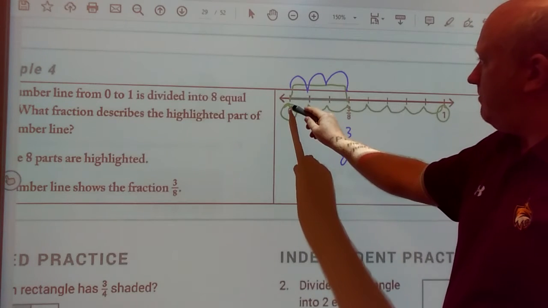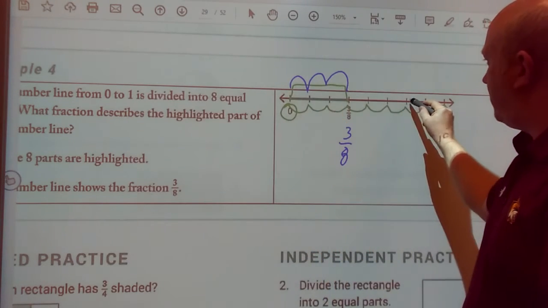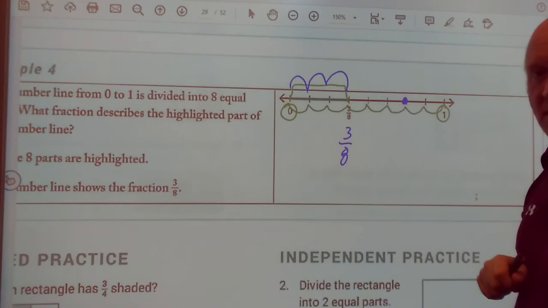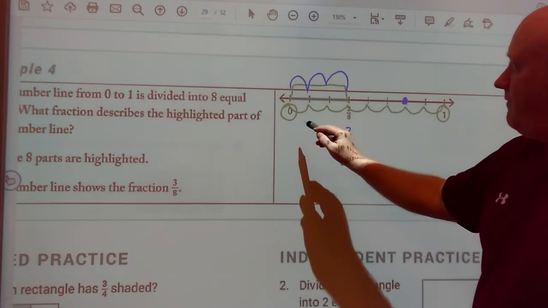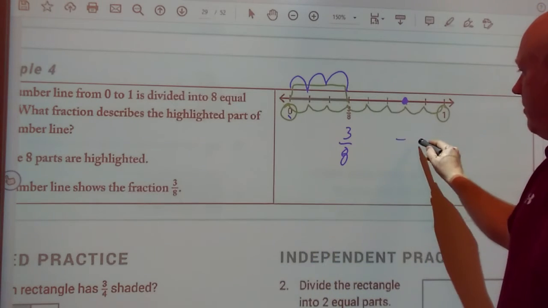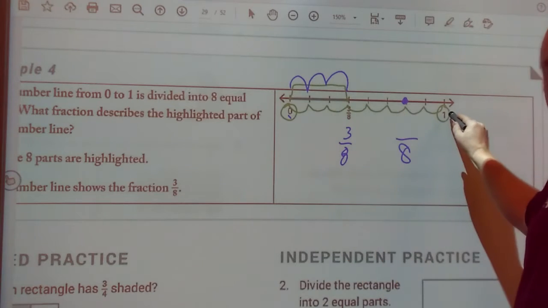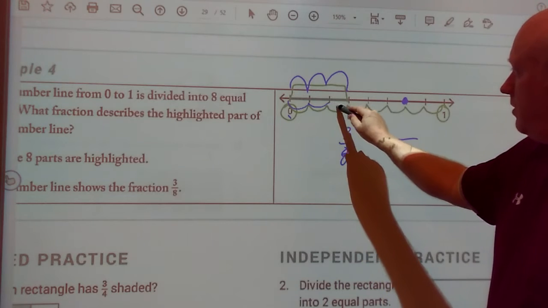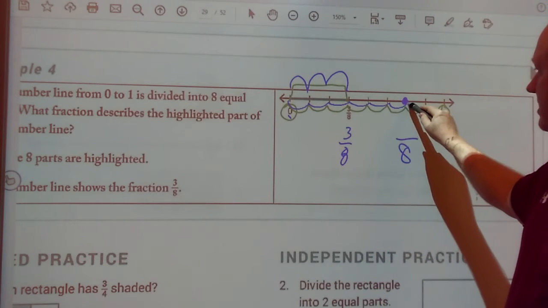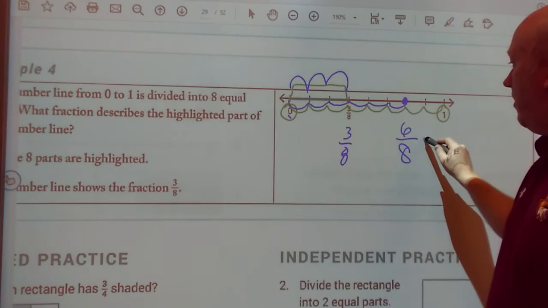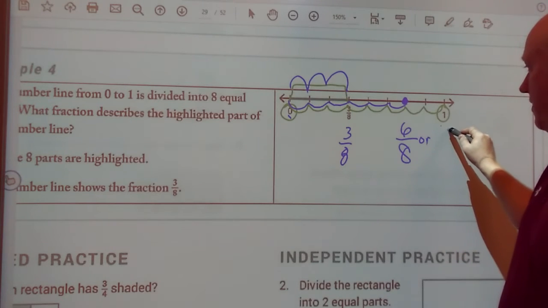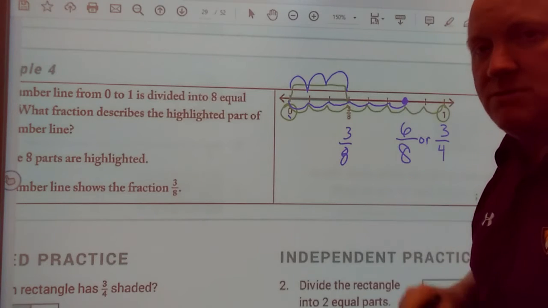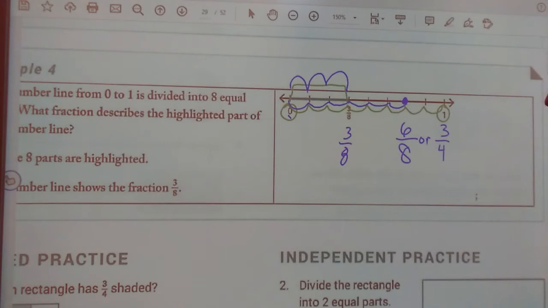Now, let's say the dot was right here. What is the fraction of that dot? Very simple if you have to count. Well, we know the bottom number is going to be 8 because there are 8 equal spaces. So let's count. 1, 2, 3, 4, 5, 6. 6/8. Or what? 3 over 4. Remember, if a fraction can be reduced, you have to reduce it. Okay?